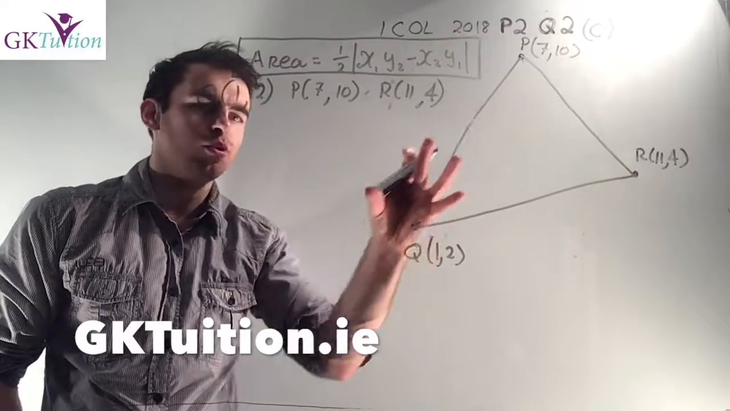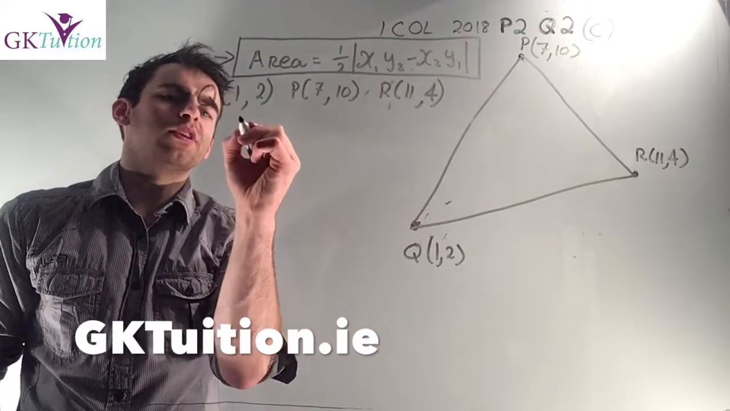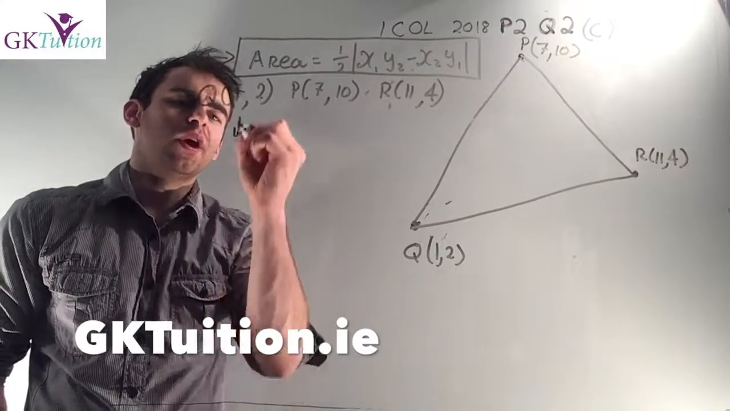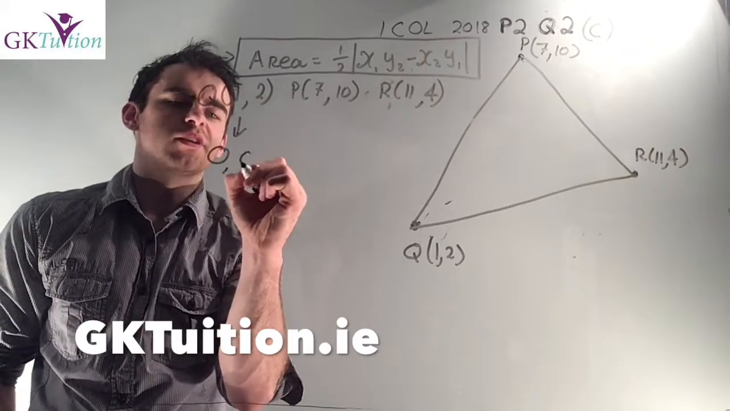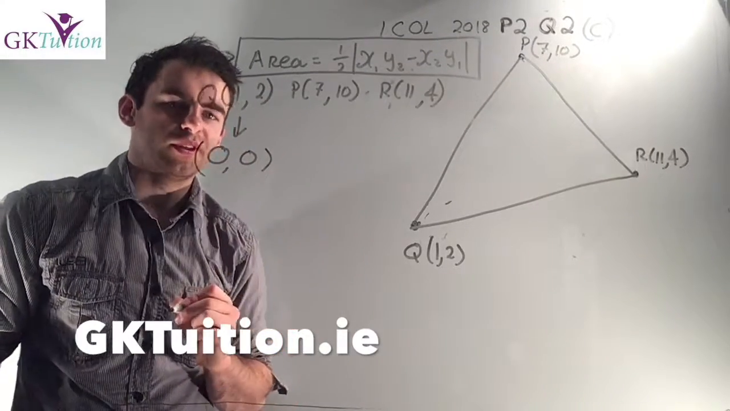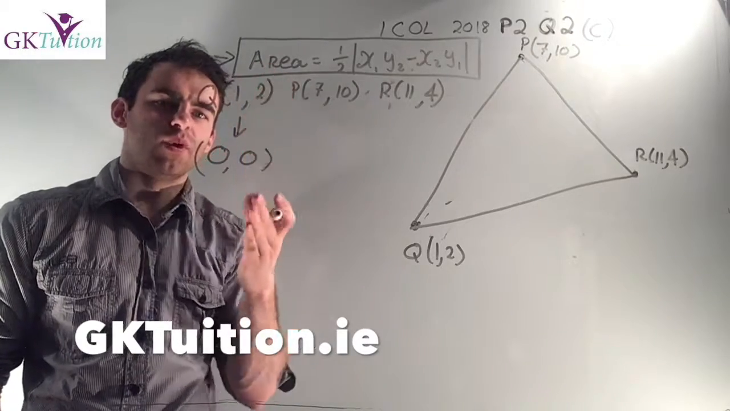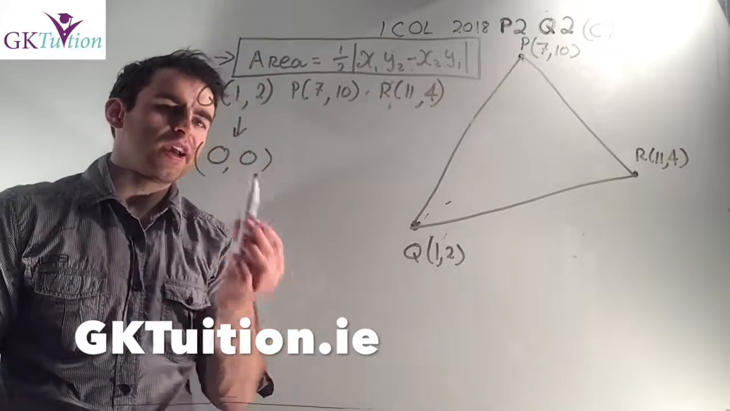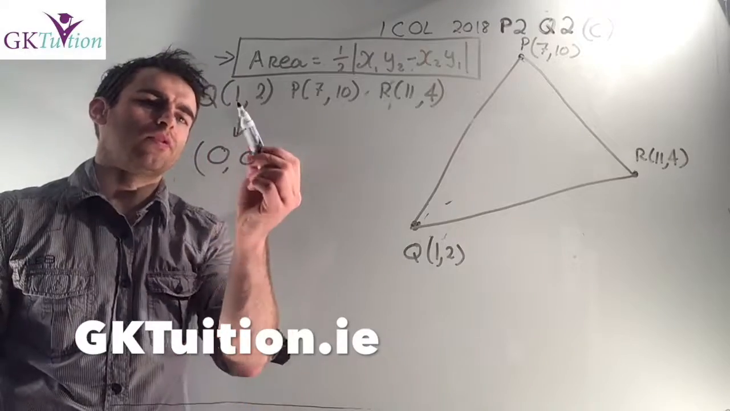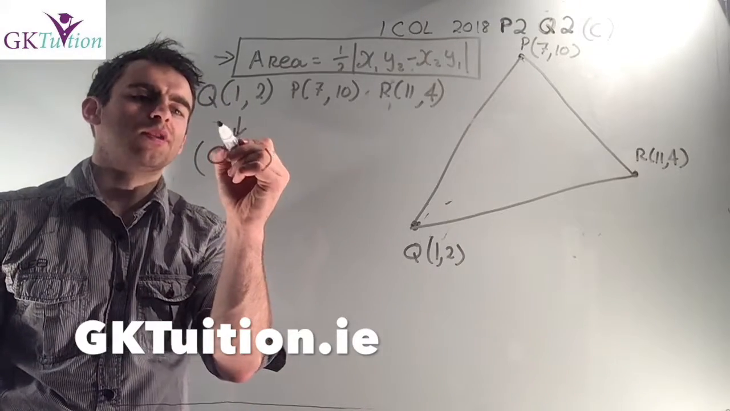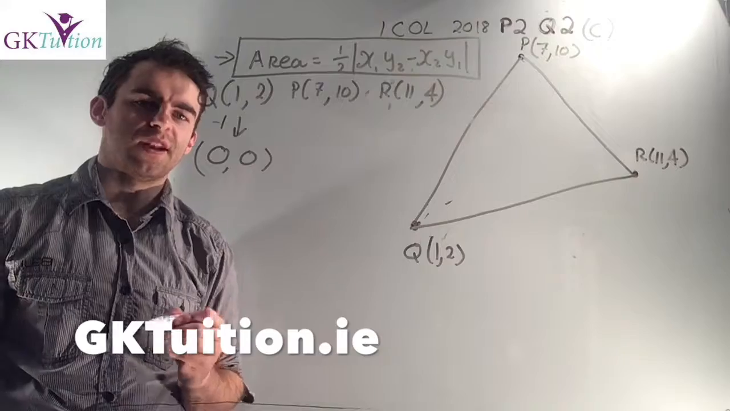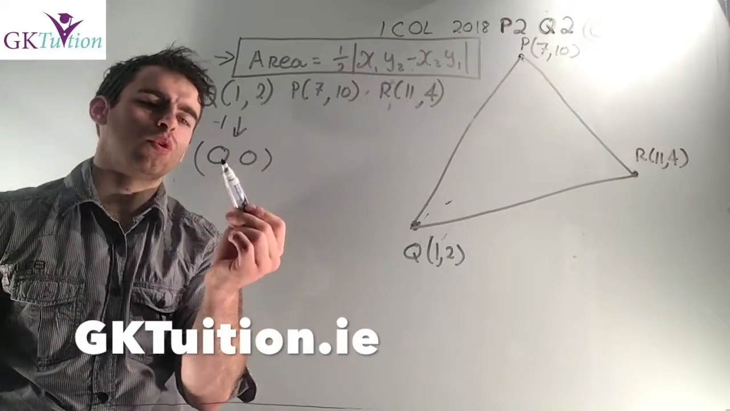I need to basically move this triangle. So what I'm going to do is take the point Q and move it to the origin, to the point (0, 0). So I just need to consider, what did I do with my x value? What did I do with my y value? Well, the x value of Q is 1. In order to get from 1 to 0, I must have subtracted 1 from the x value. If I had 1 and I subtracted 1, I'd be left with 0.